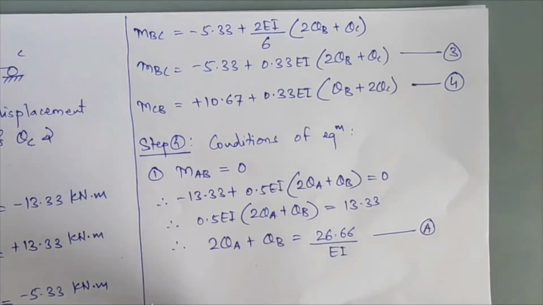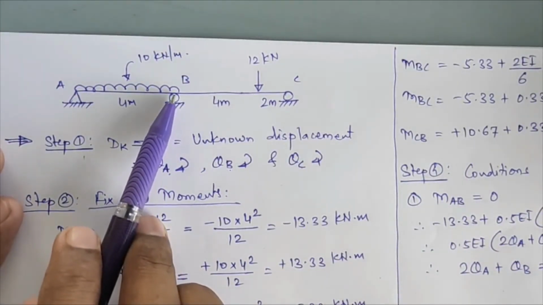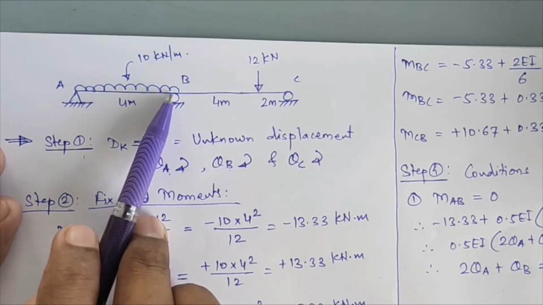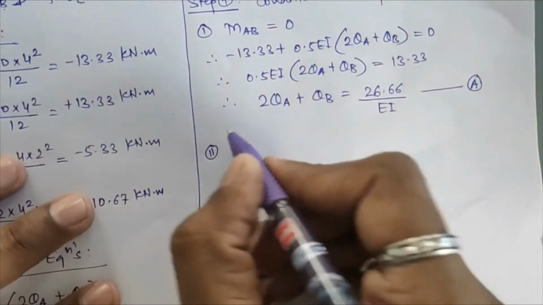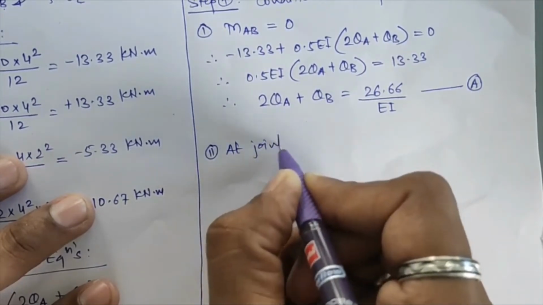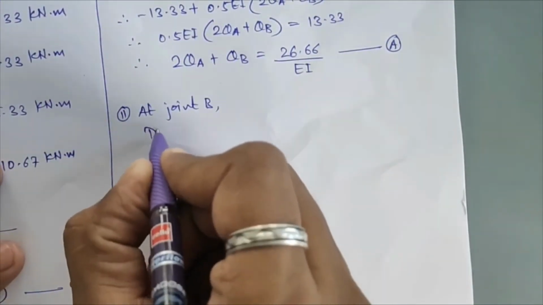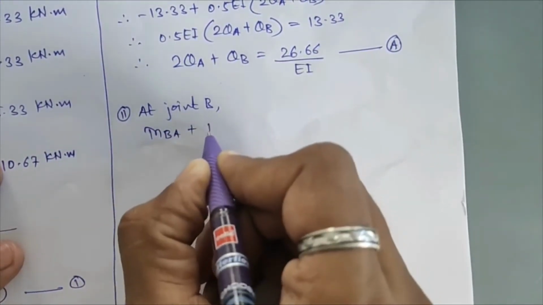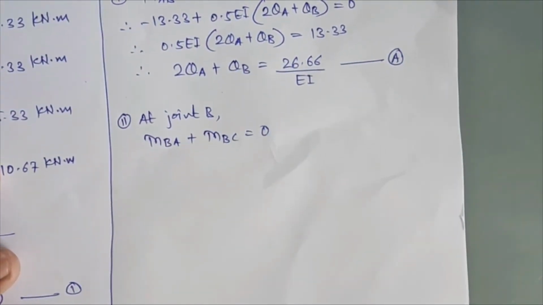Okay. Now we'll move to your second condition. As in your previous numerical, this joint will be treated as a rigid joint. So the individual moments at this joint, member BA and member BC, add up to 0. So the second condition will be at joint B, or at support B also. So at support B, what condition am I getting? MBA plus MBC shall be equal to 0.